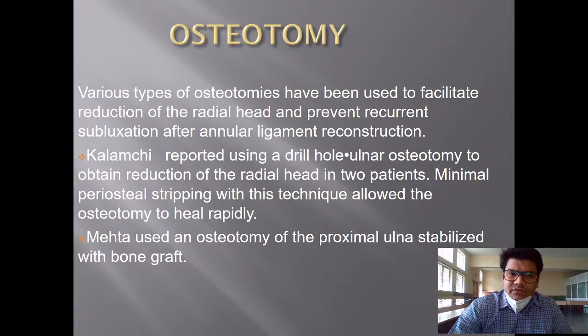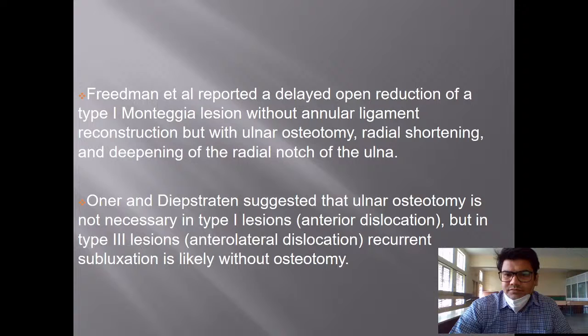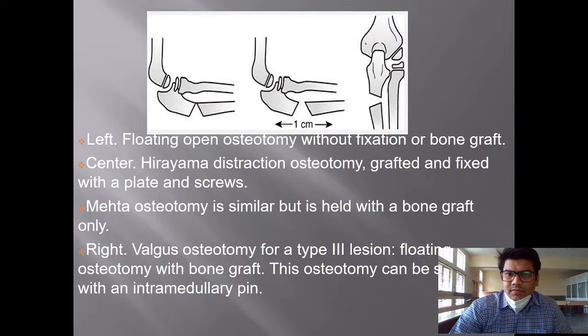Then osteotomy. Various types of osteotomy have been used to facilitate reduction of the radial head. The Kalamchi procedure is a drill hole ulnar osteotomy to obtain reduction of the radial head. Mehta osteotomy is of the proximal ulna, stabilized with bone graft. If the radial head is difficult to reduce, then we do an ulnar osteotomy, distract it, and place a bone graft here.